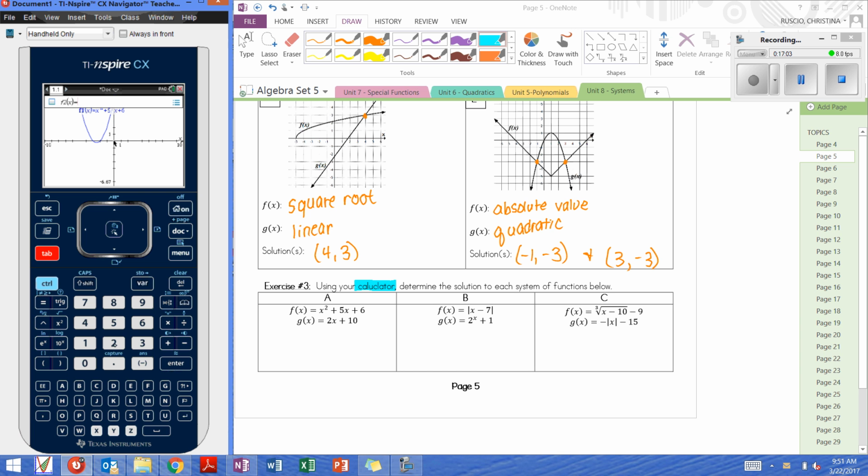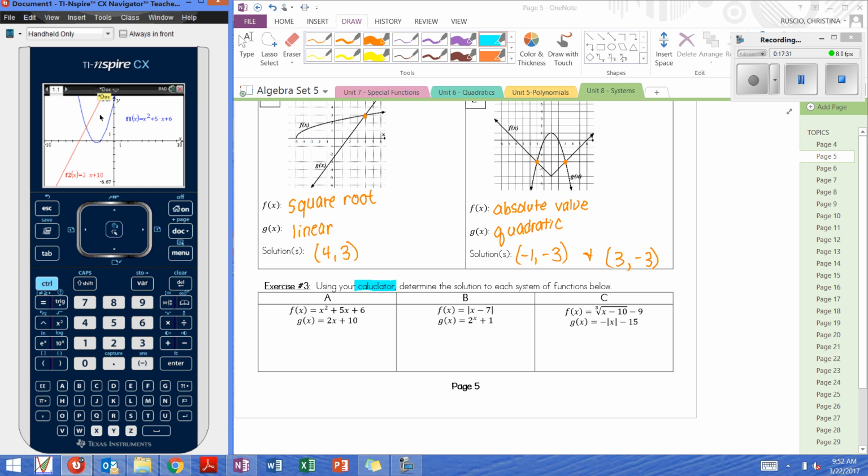Great, I see a parabola, that's what I wanted to see. And then also 2x plus 10. Let's hit enter. Now, the first thing that I notice about this system of functions is that my window is definitely not big enough. I can see that my line is continuing and probably is going to cross up here somewhere.